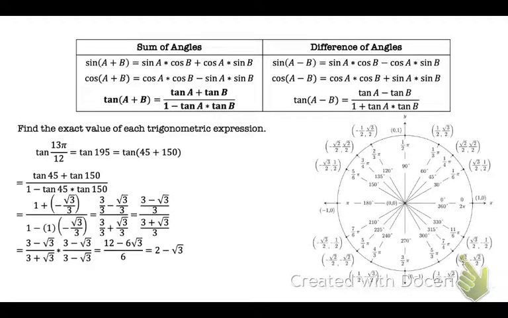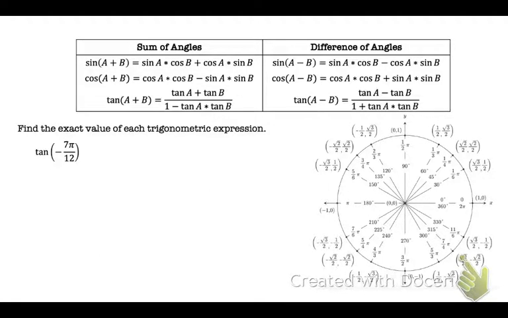Okay, it's a lot of algebra. It's just a lot of simplifying. Let's do one more. So negative 7 pi over 12. Well, that's the same as tangent of negative 105. Again, I don't want to work with a negative, so I'm just going to add 360. That's tangent of 255, which is the same as 300 minus 45.